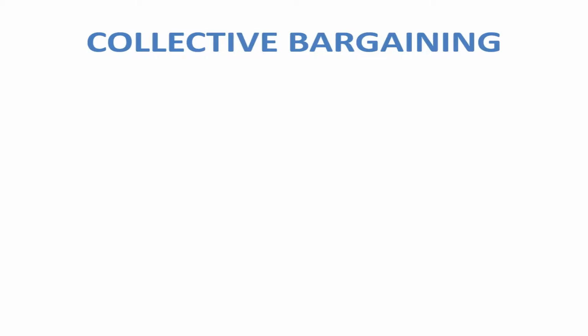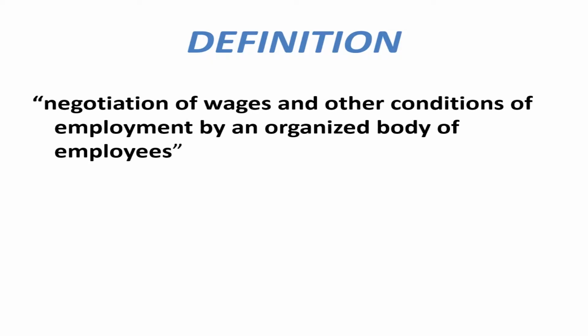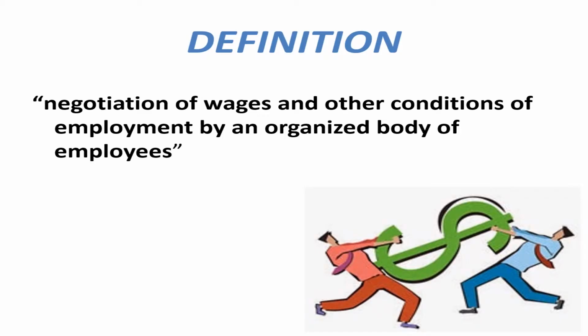Now, moving on to collective bargaining. These two words are self-explanatory to some extent, where it can be understood that the meaning of collective bargaining is negotiation of terms and conditions between two parties. Definition of collective bargaining is negotiation of wages and other conditions of employment by an organized body of employees. Here, this term is used in the context of employees, where the employees are bargaining collectively with the management of their organization for the terms and conditions of employment.